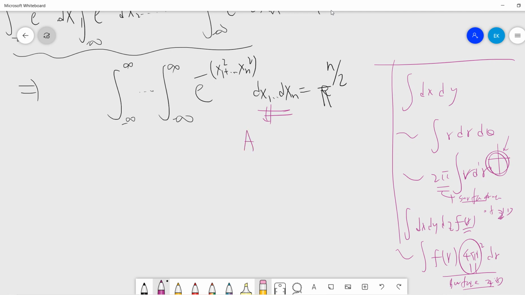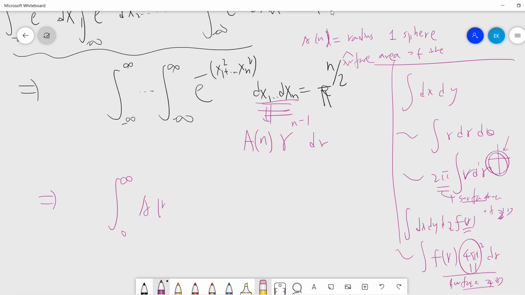let me write it as A of n. So A of n is just the surface area of the radius 1 sphere in n dimensions. So this one is just r, and in 3D you get r to the 2. It's r to the n minus 1 dr. So we change it to polar coordinates. This is the final calculation we need to do.